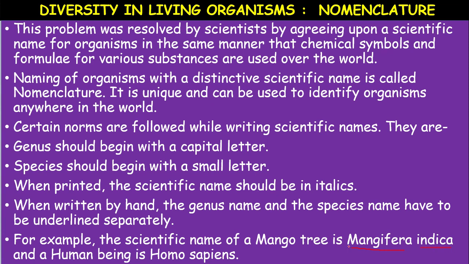Okay, scientific name includes two parts. The first portion is called the generic name and the second name is called the specific name. Okay, and for example, human beings, Homo sapiens. Okay, always the generic name should be written with a capital letter and the specific name with a small letter.